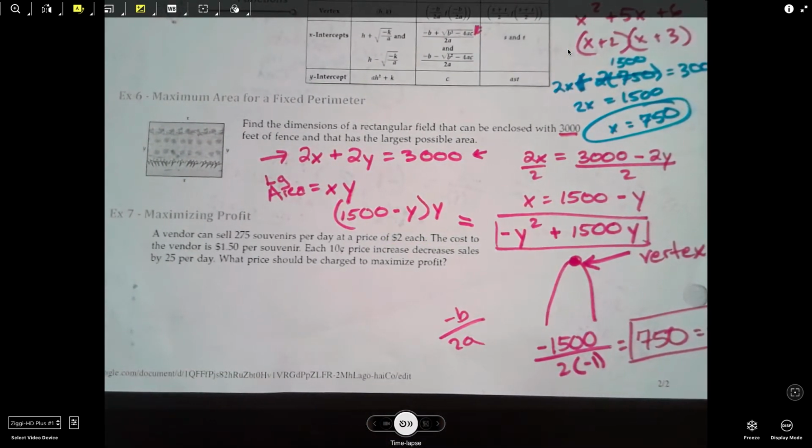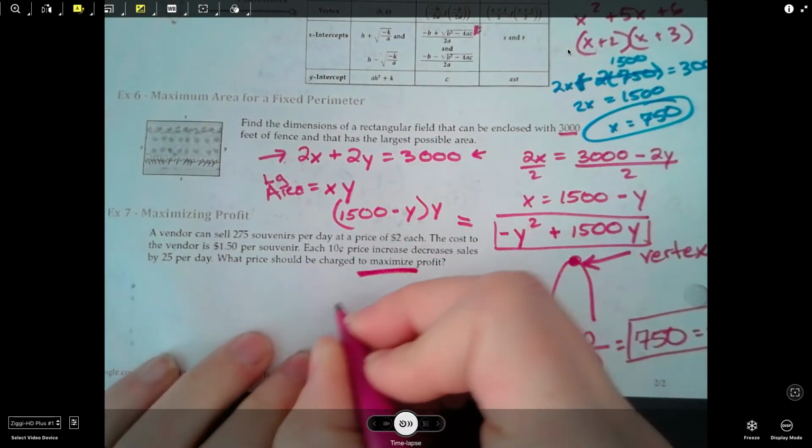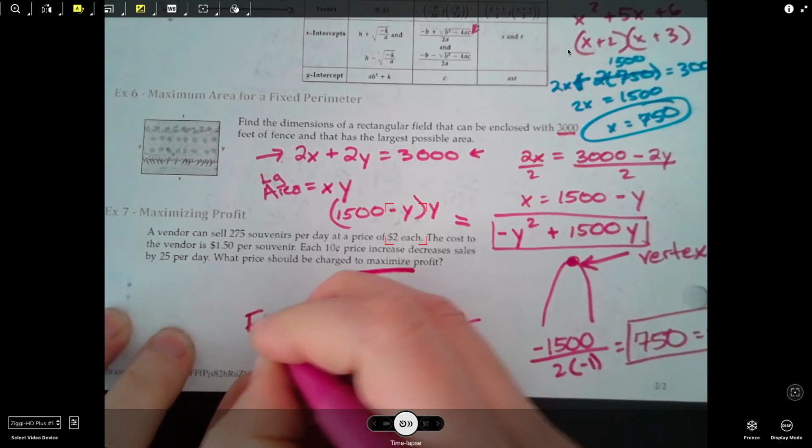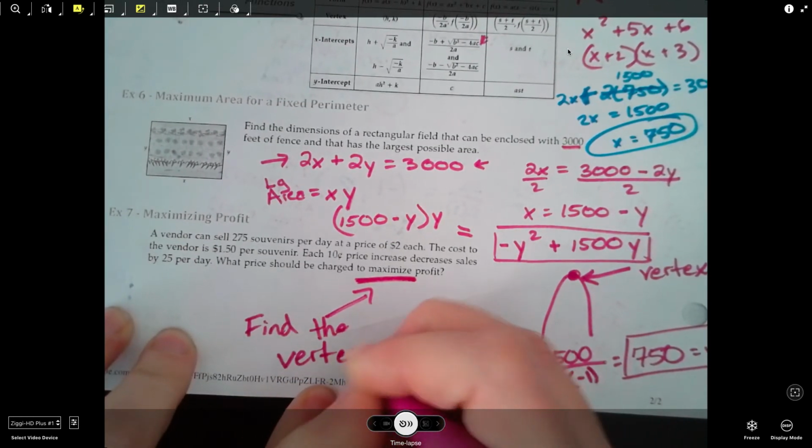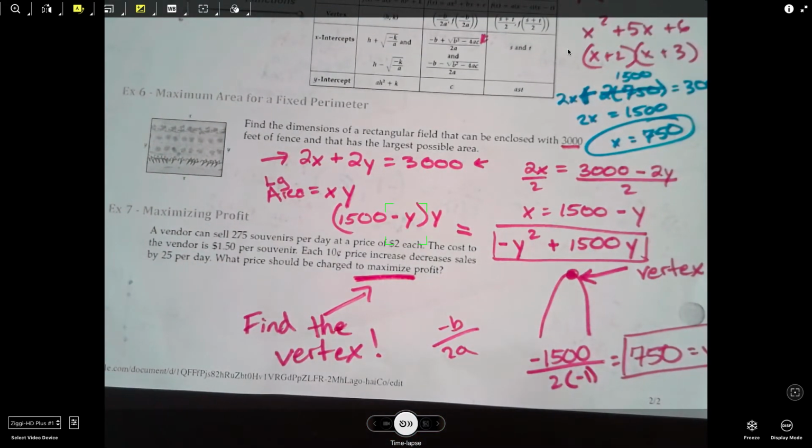Should we do example 7 or should we skip? Skip? Let's skip. Okay, it's going to be another maximize one. So whenever you're trying to maximize, whenever they say this word or minimize, they're basically saying find the vertex. Find the vertex. But they don't say it that way. They say find the maximum and minimum. Find the vertex. Okay? Good?